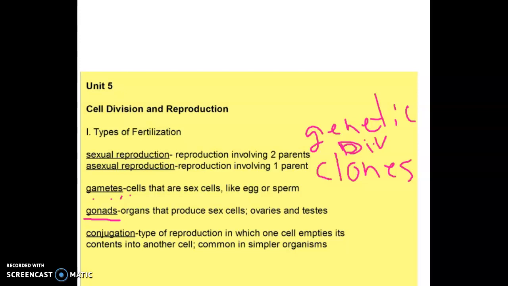And then I just want to mention the term conjugation, because it's mentioned in Odyssey Where. Conjugation is a type of reproduction in which one cell empties its contents into another cell. We're not going to spend a lot of time talking about it, but I wanted to mention it and define it for you because I know you're going to see this. It's common only in very simple organisms.